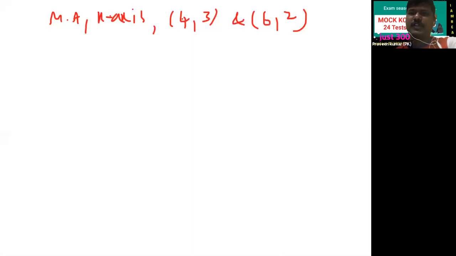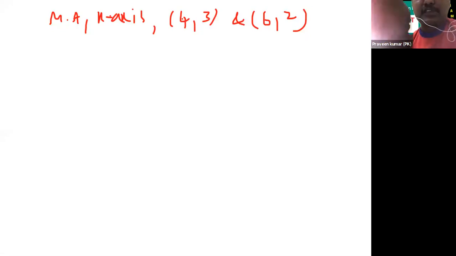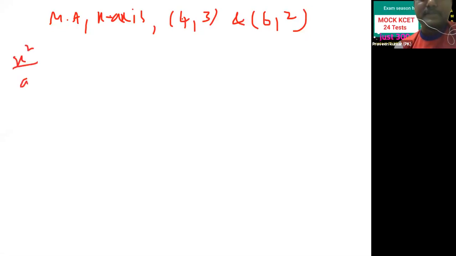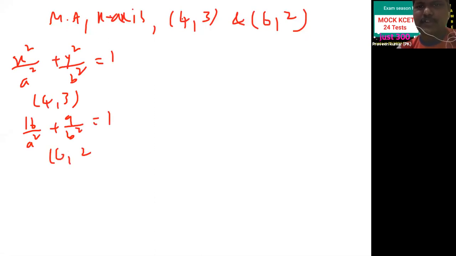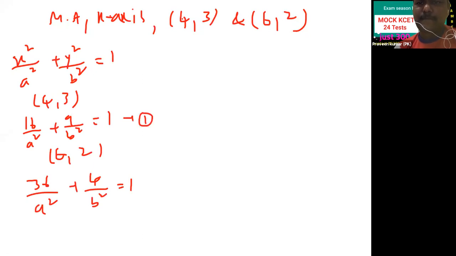A square is 52 now. X-axis means you can consider x square by a square plus y square by b square is equal to 1. If you substitute 4, 3: 16 by a square plus 9 by b square equal to 1. Okay, good, Ujjwal. Consider 6, 2, what will you get? 36 by a square plus 4 by b square is equal to 1. These two.